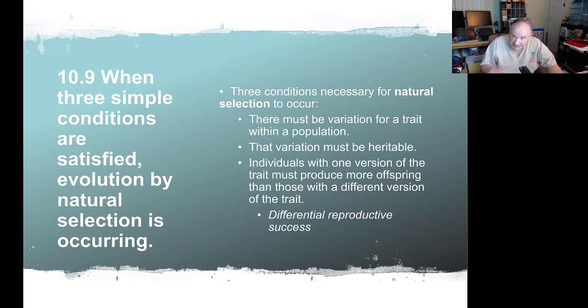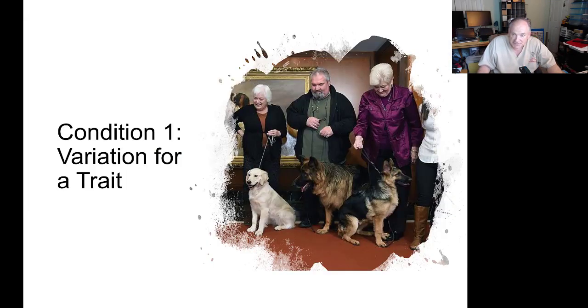In other words, there are changes that go on, and if it gives some differential reproductive success, in other words, offspring are more fit or more productive than the normal genetics, then it will supersede by natural selection. So the variations must be inheritable, and individuals with one version of the trait must produce more offspring than the ones with a different version of the trait. Okay, so variation for a trait.